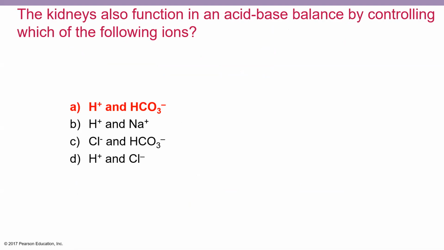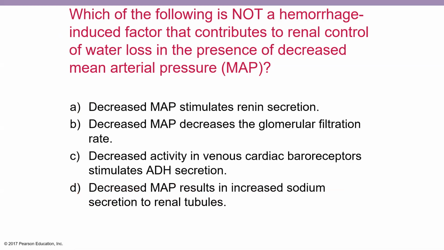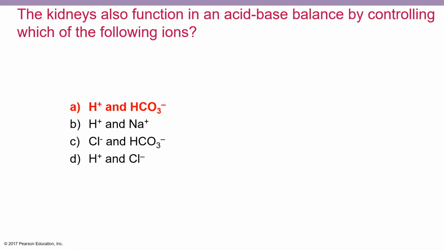This one's, oops, the answer showing, but this one is also pretty straightforward. The question was, the kidneys function in acid-base balance by controlling which of the following ions, and that is hydrogen ions and bicarbonate, which we talked about earlier today.